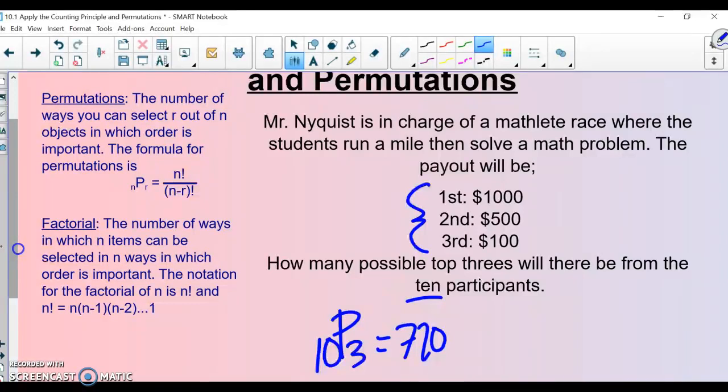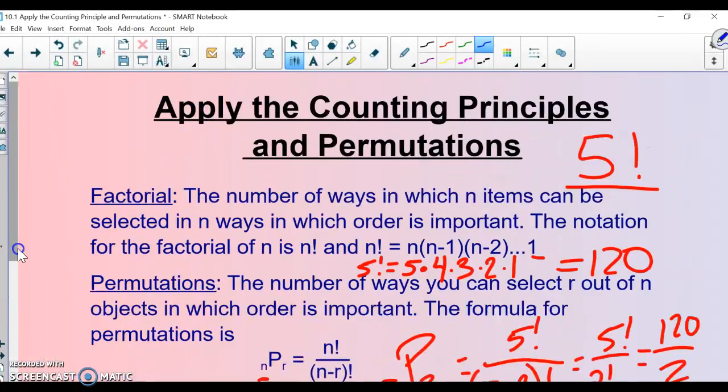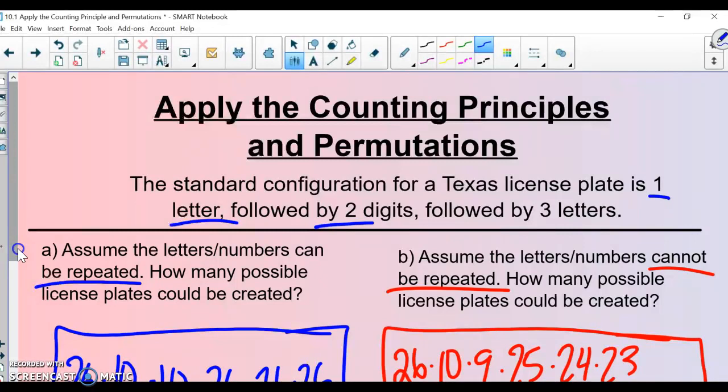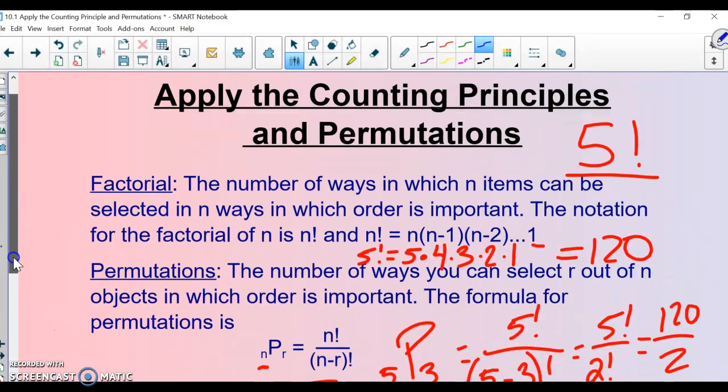I do have one problem left, but I'm going to kick that to the next video. I'm running out of time. I do want to talk about this permutations formula really quickly, because in our next lesson, and I kind of referenced this earlier, there's something else called combinations.